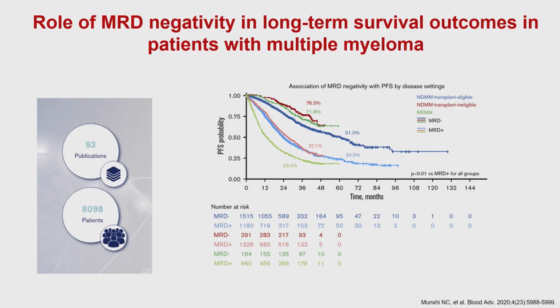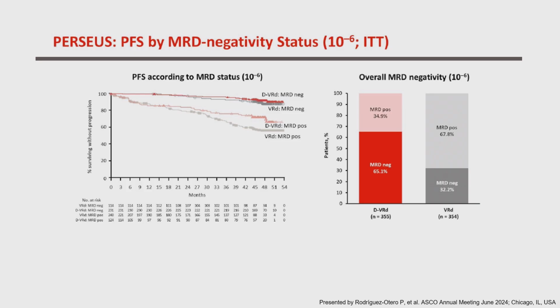So achieving MRD negativity has been shown to be probably the strongest prognostic factor in patients with myeloma, transplant eligible, non-transplant eligible at diagnosis, and in the setting of relapsed and refractory disease. So basically, the assessment of MRD is useful in every patient with myeloma. We saw that in the meta-analysis that I've just shown you.